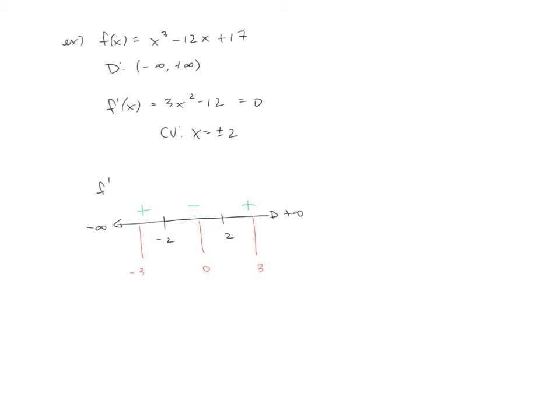So from this particular example, it looks like we would be increasing from negative infinity to negative 2, union 2 to positive infinity. It also looks like we would be decreasing from negative 2 to 2. So by understanding now that the graph is increasing and then changing to decreasing at x equals negative 2, that also means we are going to have a relative max at negative 2 and then f of negative 2.